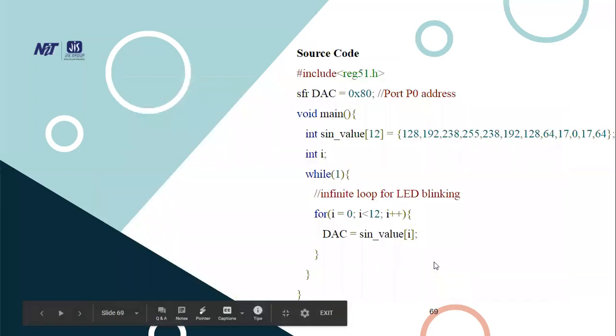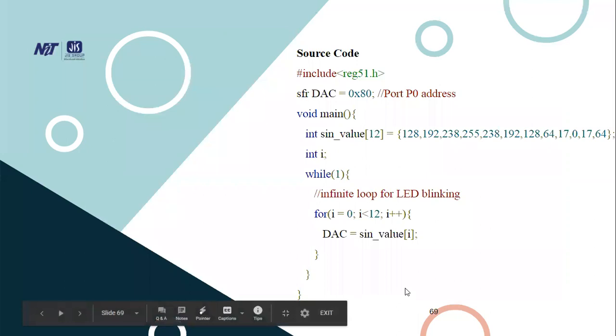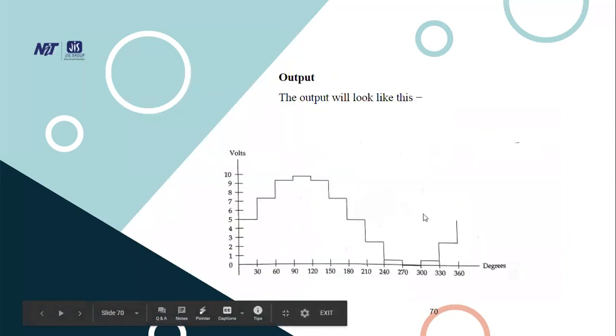Source code. It is written in C. #include <reg51.h>. sfr DAC equals 0x80, which is the port P0 address. void main, int sine value. From the table you can get these values, and the index is incremented until i is less than 12. So DAC equals sine value, and then it ends. This is the output, how it looks.